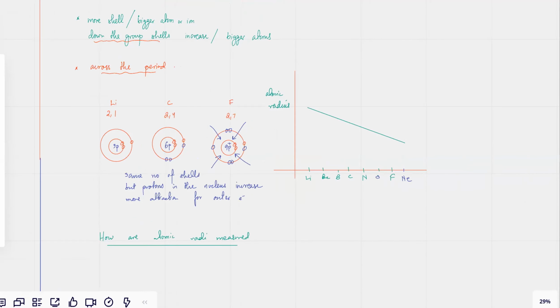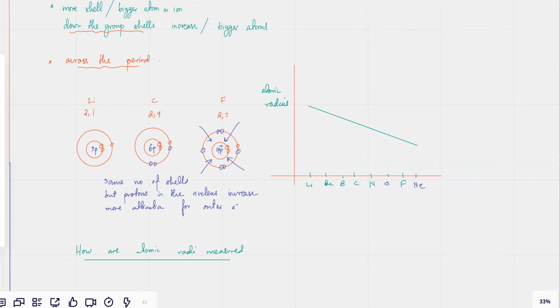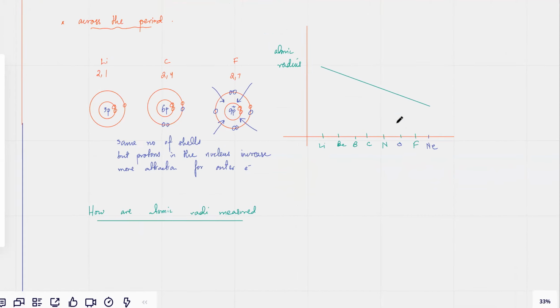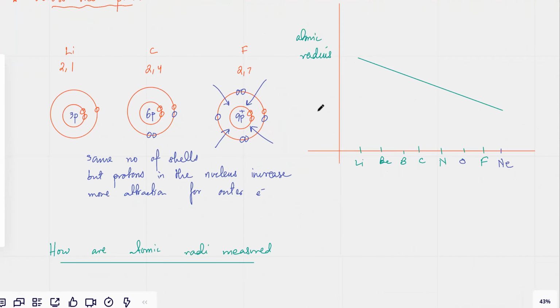So we had started talking about the sizes of the atoms, and I told you that across the period, the atomic radius — this is what we were discussing — decreases when you move across the period. Why? Because you have more protons when you move to the right of the periodic table. You have more protons in the nucleus, so there is more attraction for electrons, and the size of the atom is smaller.